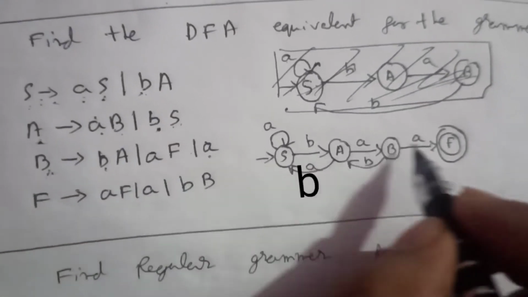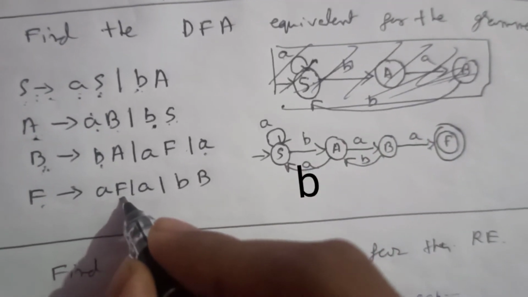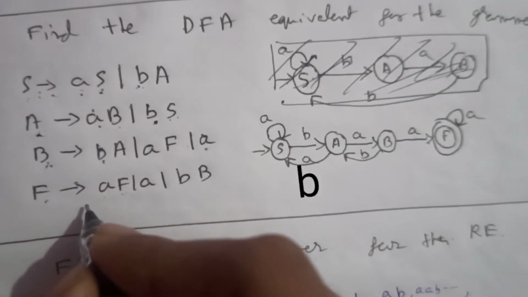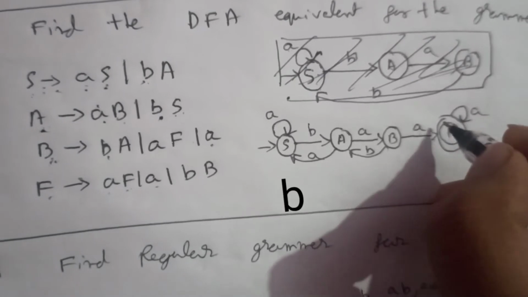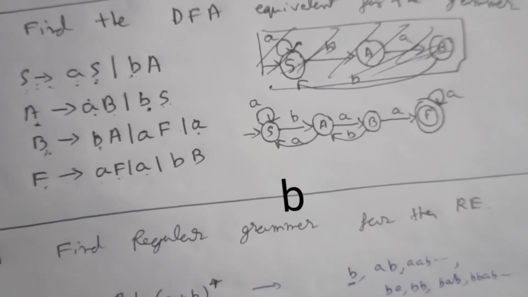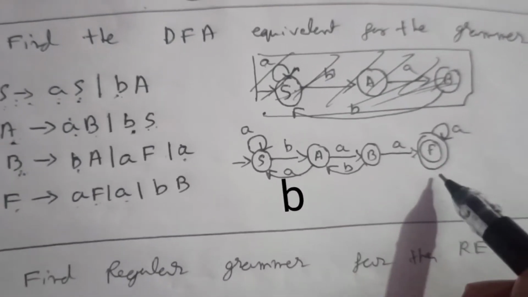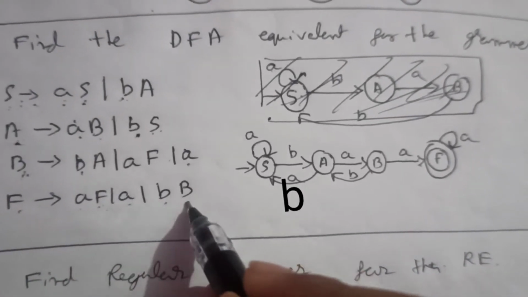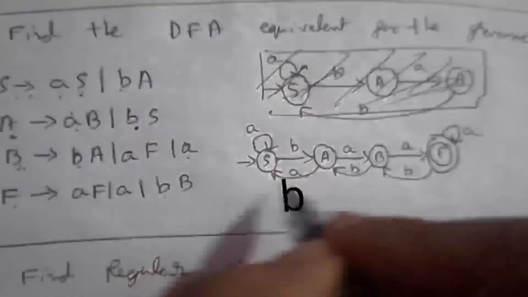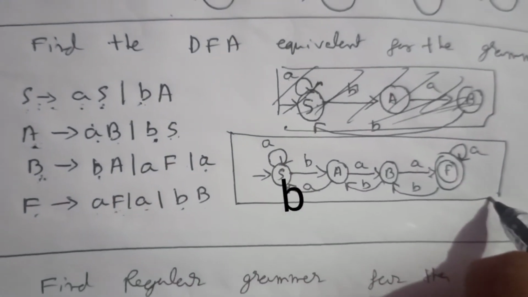Okay, now let's check what the transitions from F are. From F, it will reach the state F again for input symbol a. That means there must be a self loop. That means after reaching F, if it gets another input a, then it can be finished, or it can also have more strings. So F is our final state. Also, for input symbol b, it will reach state B again. So this is our particular DFA for this particular set of production rules.